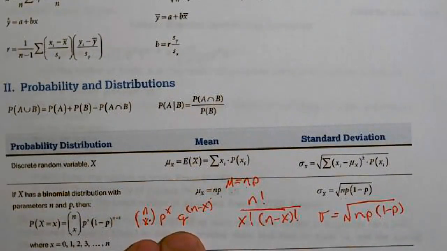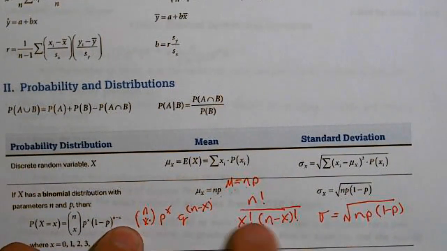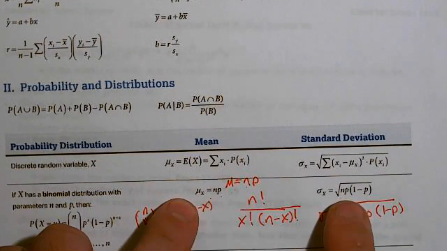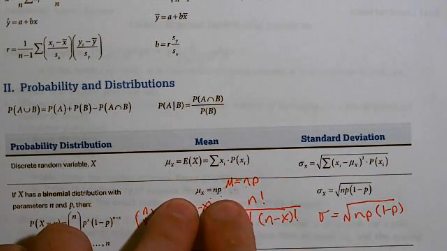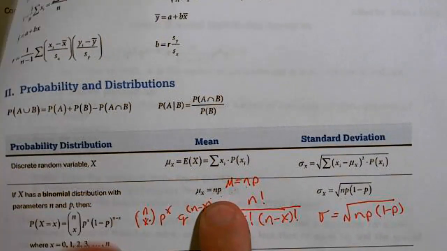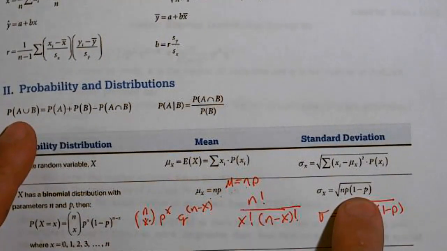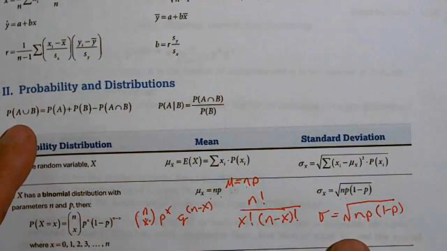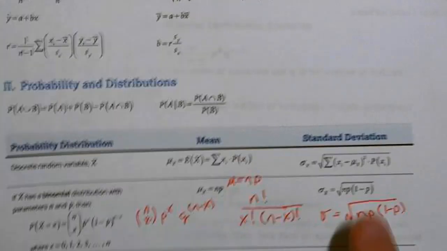I like to use q for failure, basically 1 minus p, to the n minus x. Remember, the n choose x is basically a combination that looks like this. They give you the expected value, and they also give you the standard deviation. N, of course, is the sample size. P is the probability of success, and 1 minus p is failure. I like to use q for failure, but that's the way they give it.